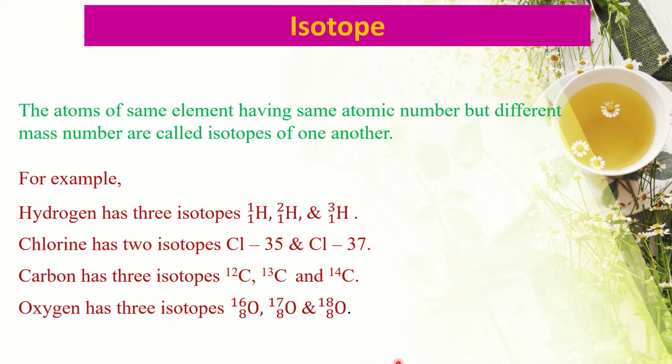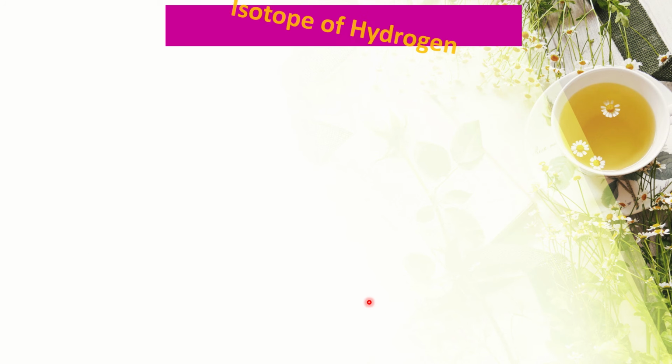In this way, oxygen also has three isotopes. They are oxygen 16, oxygen 17 and oxygen 18. All they have atomic number 8 but their mass numbers are different. These are the examples of isotopes. There are also some other elements which have isotope, but in this class you will learn only the isotopes of these four elements: hydrogen, chlorine, carbon and oxygen.